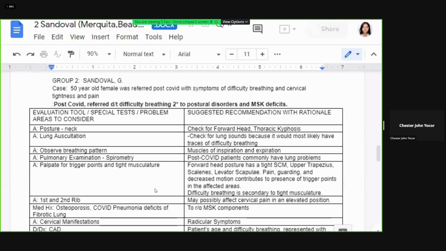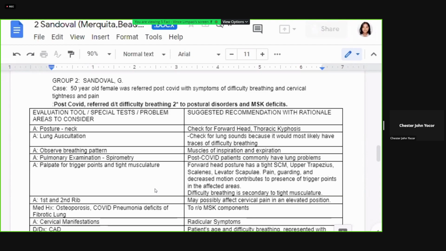So with forward head posture, we would look at specifically tight muscles, mainly your SCM, your upper traps, and it could be also scalene also. So with this one, if we have any tightness here, we would likely demonstrate any decreased range of motion, especially on the neck motions like your rotation or flexion or extension. So we would check for that.